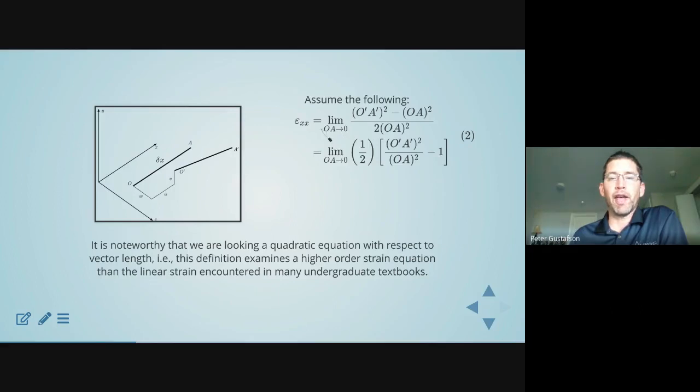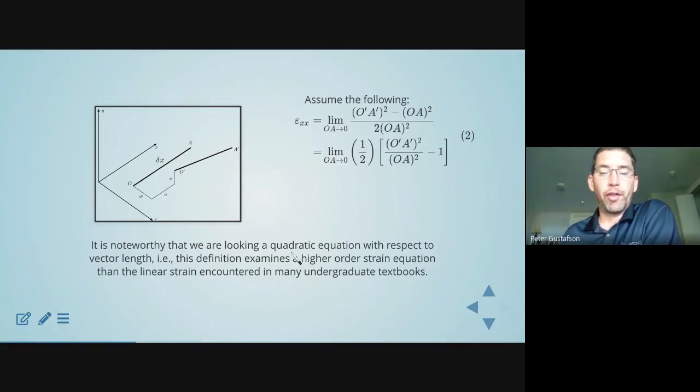goes to 0. So you can think of that as being the limit as dx goes to 0 of O prime A prime squared minus OA squared. So these are lengths, divided by 2 OA squared. You can think of this as being a quadratic version of change of length over length. And you can simplify this expression to be the limit, and we're going to carry the 1/2 outside as a constant, of O prime A prime squared over OA squared minus 1.